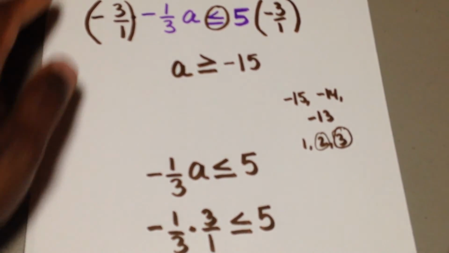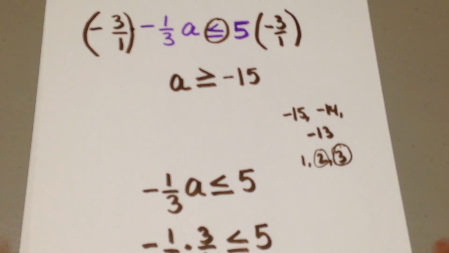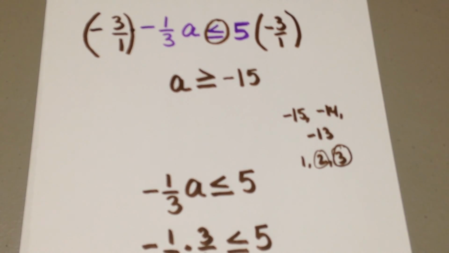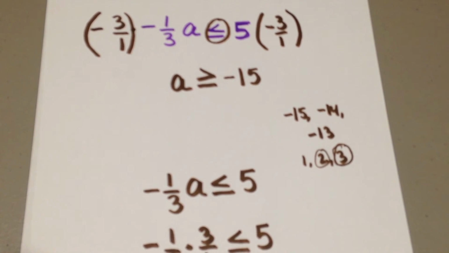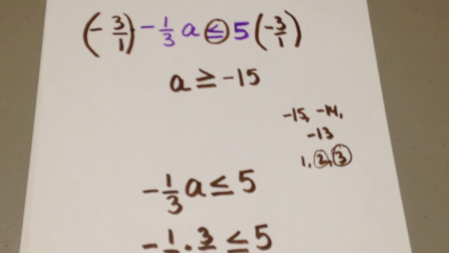Okay, there you go, people. That's how you do it. When you are dividing or multiplying both sides by a negative number, what you have to do is change the direction of the inequality symbol.